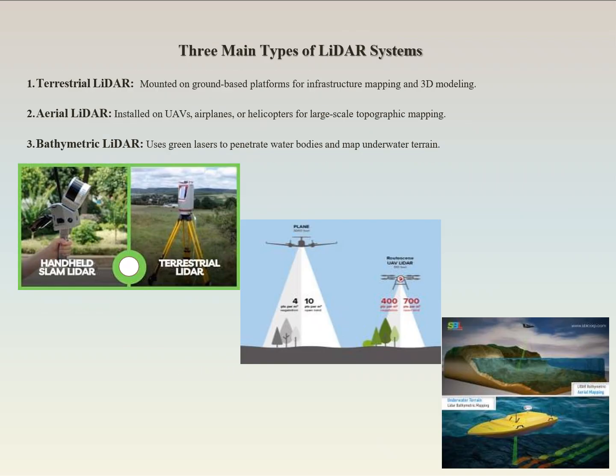There are three types of LiDAR. Terrestrial LiDAR sits on the ground and is great for mapping buildings or bridges. Aerial LiDAR flies on drones or planes and maps huge areas like forests or cities. Bathymetric LiDAR uses special green lasers to map underwater, like rivers or coastlines. Each one's like a different tool for a different job: ground, air, or water.